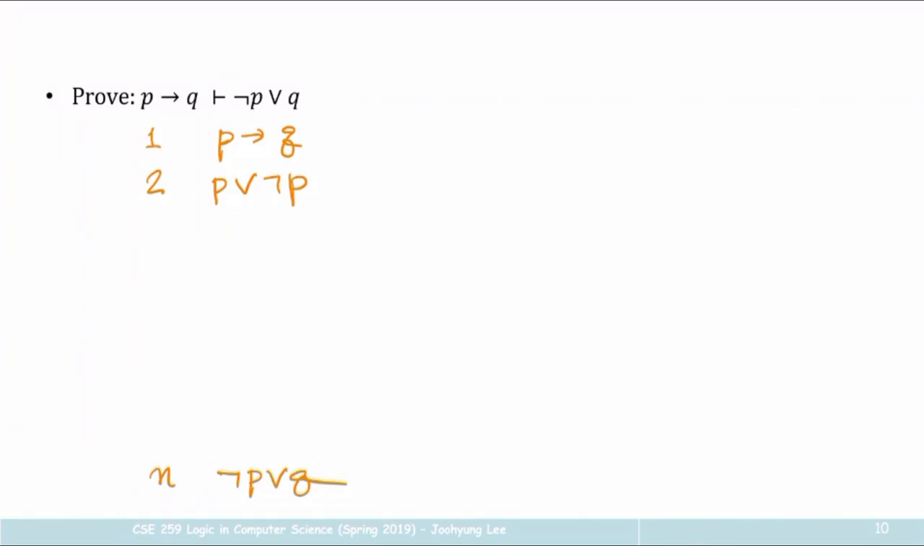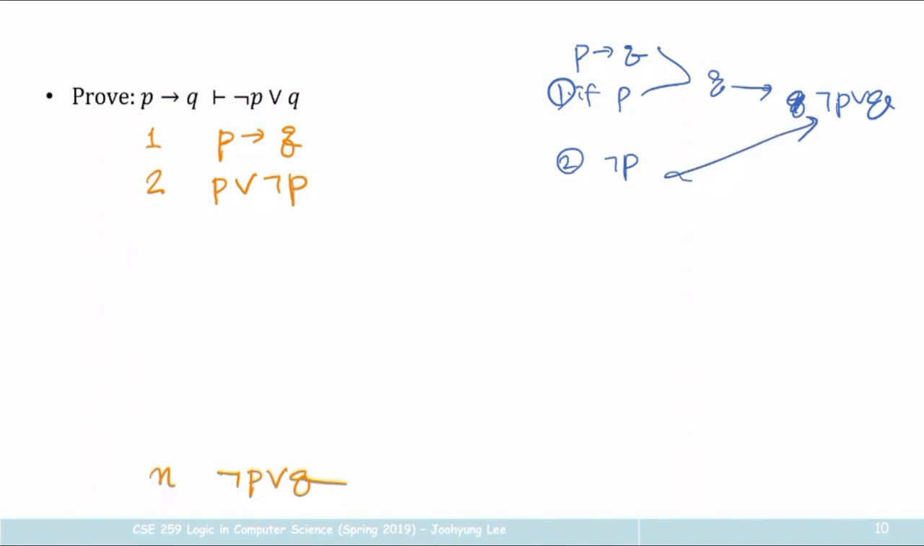Okay, so let me write it informally. I know P implies Q is true. And if P is true, then I can use this to derive Q. And if I know Q is true, then I can derive not P or Q. So this is my first case. If P is true, I can use P implies Q to derive Q, and from this I can derive not P or Q. Now the next one is, what about not P is true? Immediately you get this. Why? Because not P is one of the disjunctive terms. This is true, so not P or Q is also true.